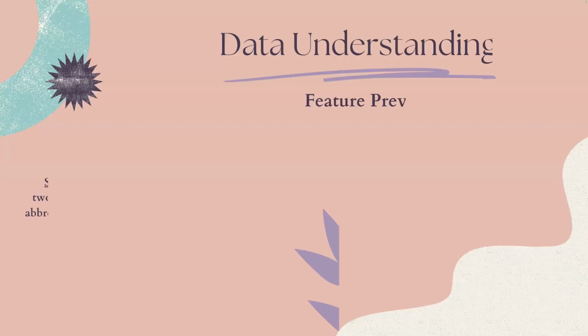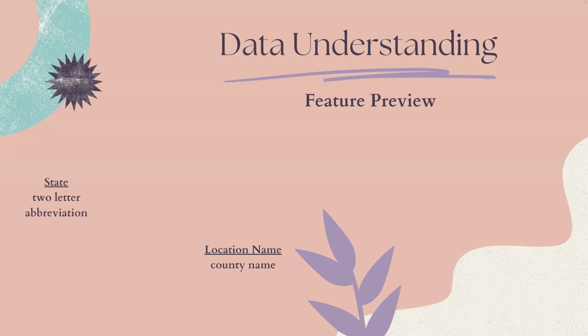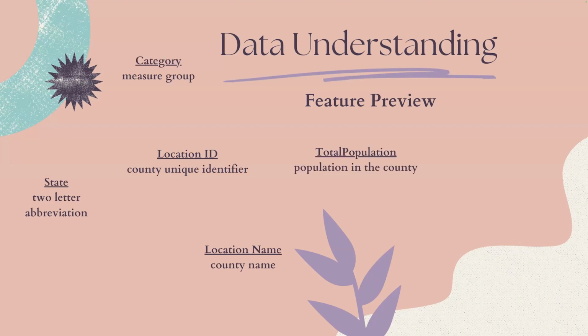So just looking at some of our features, we have the state two-letter abbreviation, the county name, which is the location name, the location ID, which is the county unique identifier, and total population in the county. Then we have the measure group, which is called the category. So that's the SDOH, health outcomes, prevention, health risk behaviors, health status. And then within the category, there was also the actual measure, and we kept the short question text because it was a little bit easier to interpret.